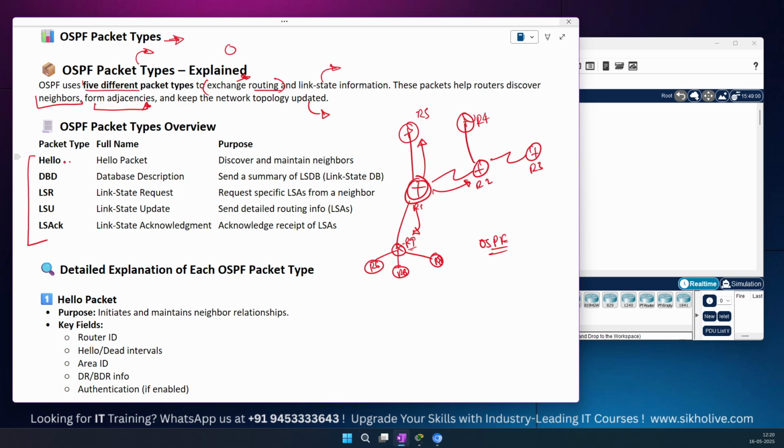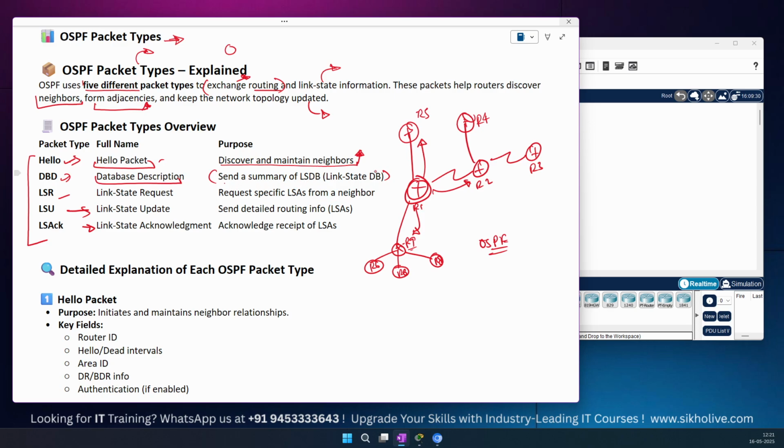So there is the hello packet, the database description, LSR link state request, LSU link state update, and LSAck link state acknowledgement. Hello packet means discover and maintain the neighbor. Database description sends a summary of the LSDB, the link state database. LSR, link state request, asks for a specific LSA from a neighbor.